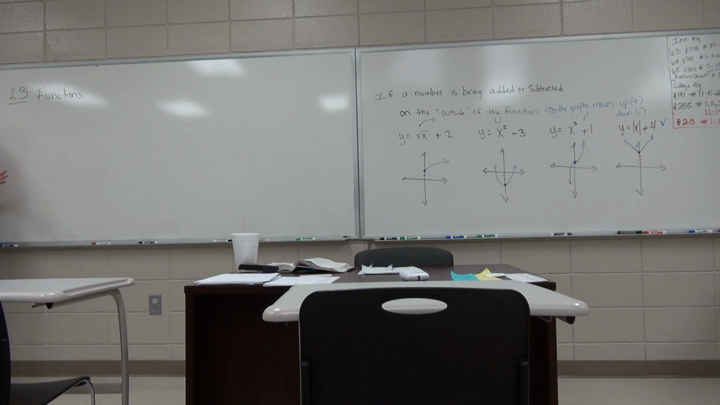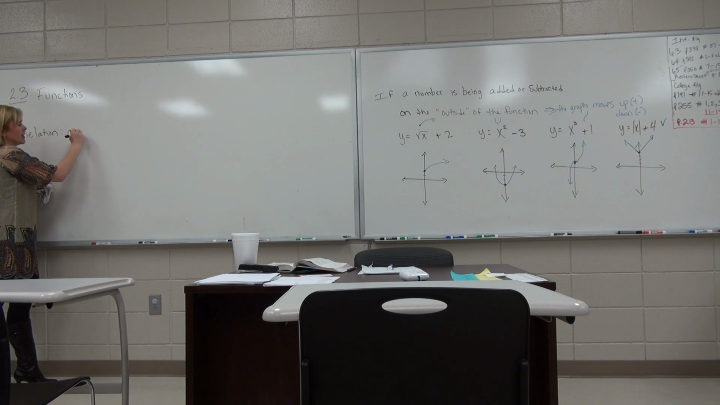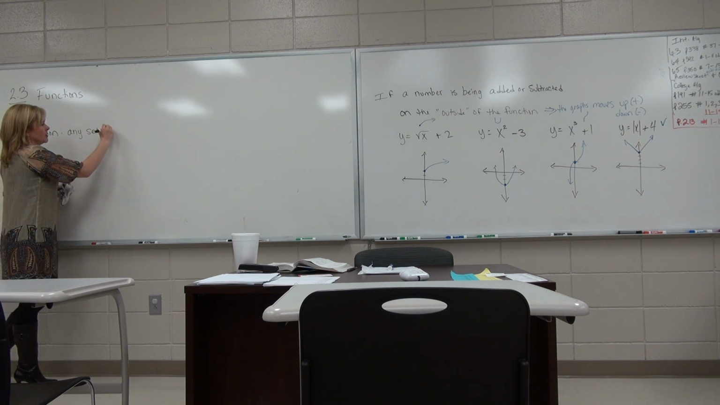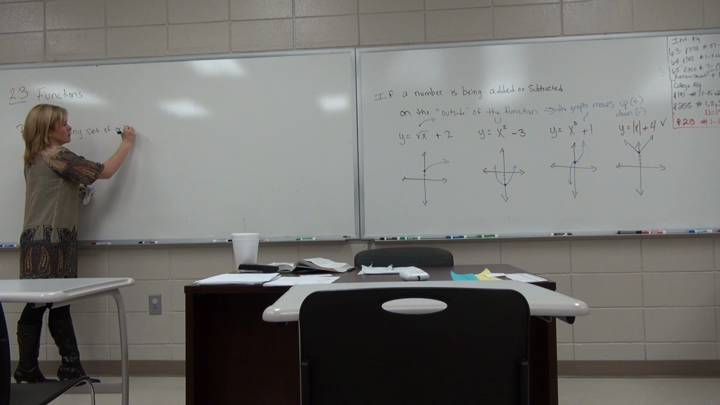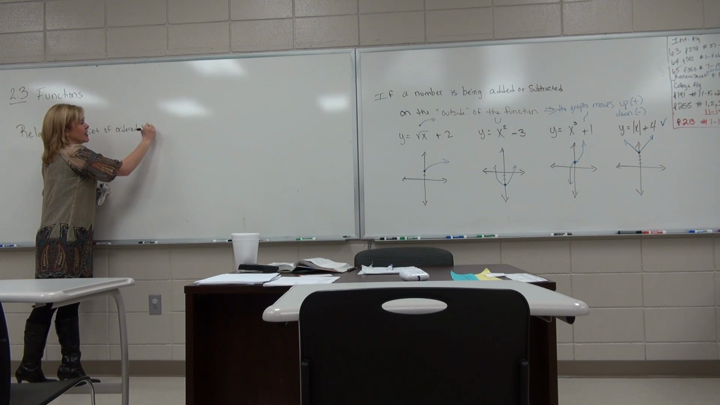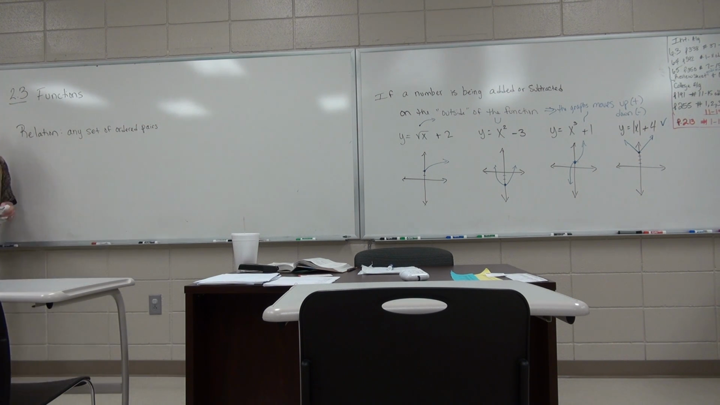Before we can dig deep into functions, we've got to talk about what your book calls a relation. A relation is any set of ordered pairs, so it's any set of points. These points might make a shape, you might be able to play connect the dots and have some kind of shape, but they might just be scattered out there. But a relation is any set of ordered pairs.